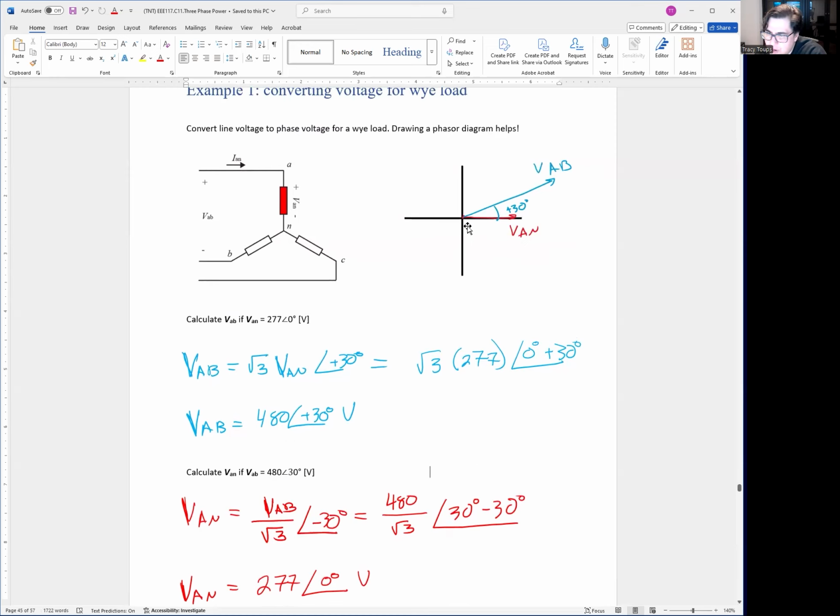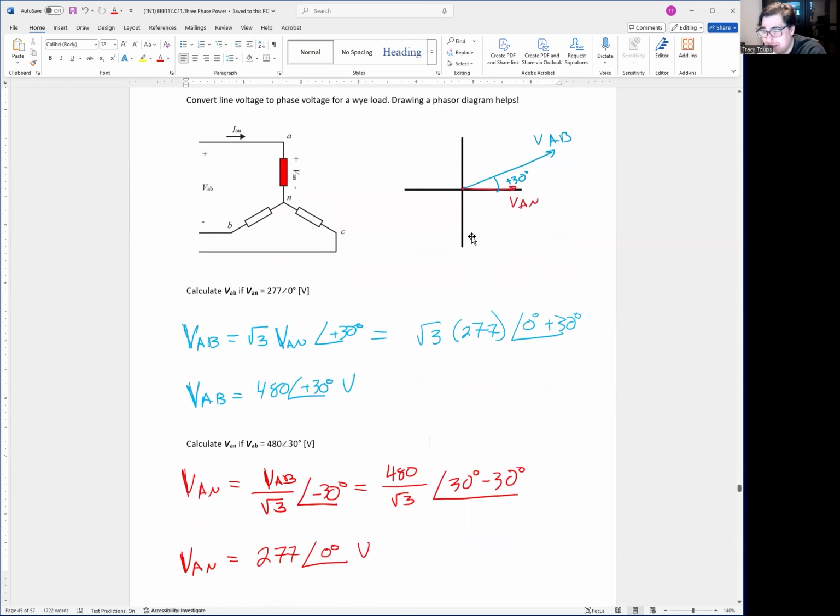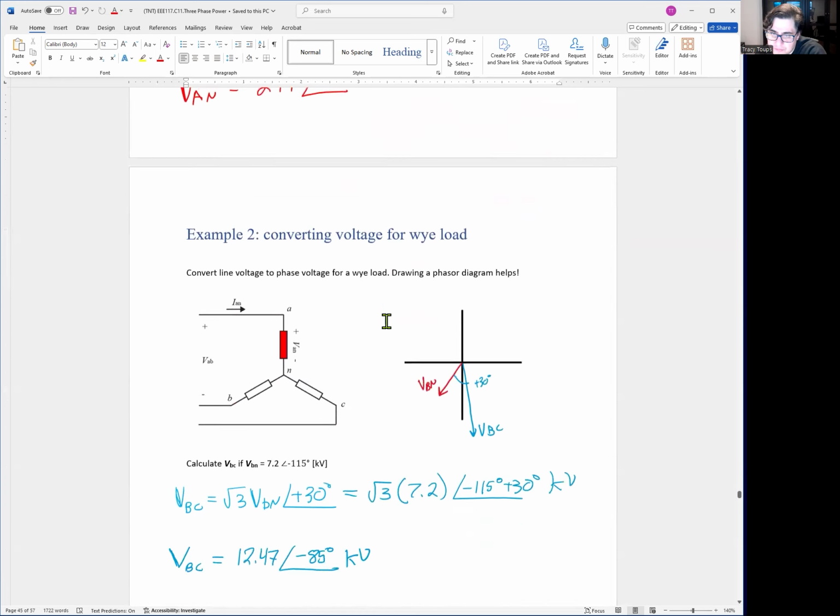Over here, we have a diagram. You can see VAN is on the x-axis up to 277 right here. VAB is 30 degrees more, all the way up to 480 up here. Okay. So that's visually how you would calculate your line-to-line voltage from your phase-to-neutral.